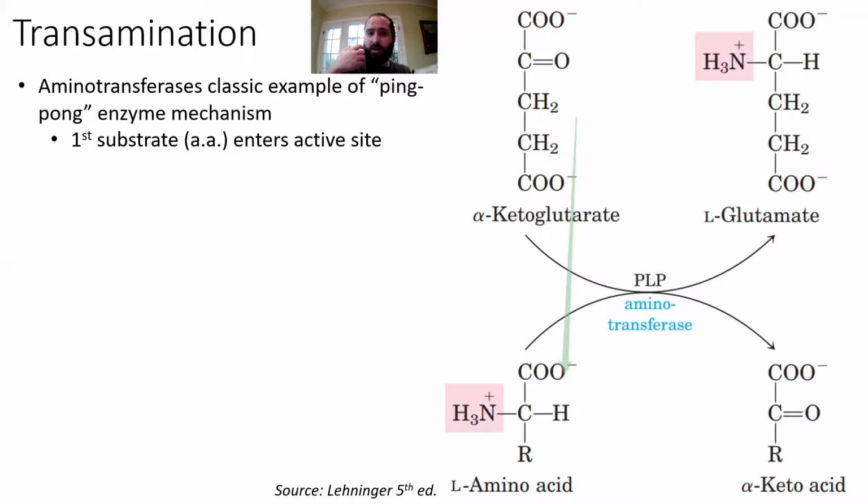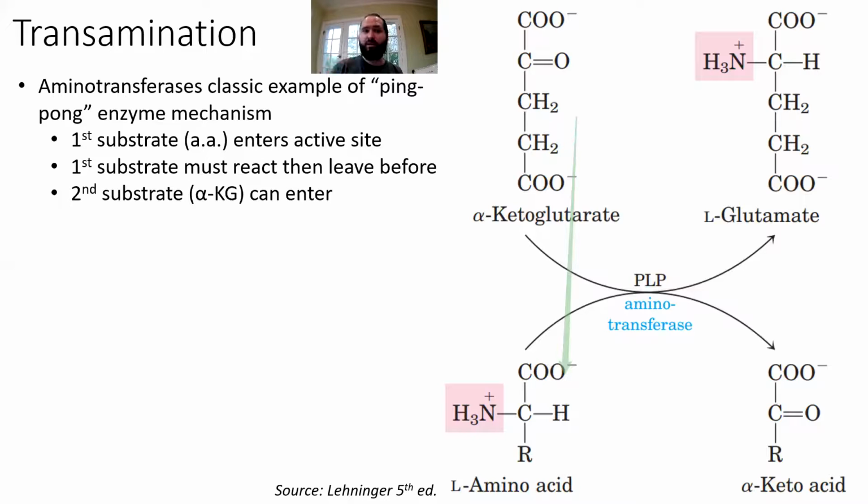In the ping-pong enzyme mechanism, the first substrate, which is in this case the amino acid, enters the active site. The first substrate has to react with the enzyme, modifying both substrate and enzyme, and must leave before the second substrate, alpha ketoglutarate, can enter. So that's the ping: the first thing comes in, gets modified, and then the pong: the second thing comes in, gets modified, and the enzyme goes back to its resting state.